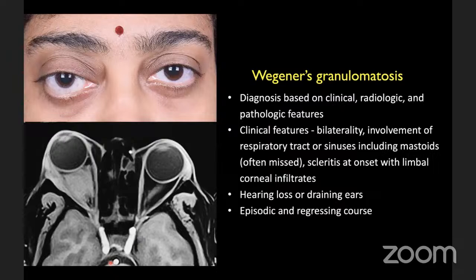So usually for Wegener's granulomatosis, the diagnosis is on the constellation of clinical, radiological, and pathological features. And the key cardinal features would be bilaterality and any preceding respiratory tract infection, including mastoiditis. So that is most often missed. So that should be borne in mind. And hearing loss or any sort of ear infections and episodic involvement should all point to a Wegener's granulomatosis.